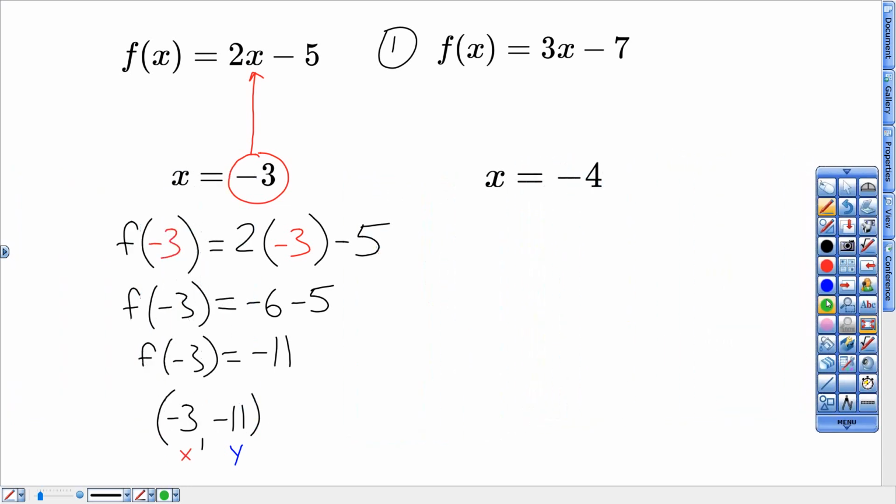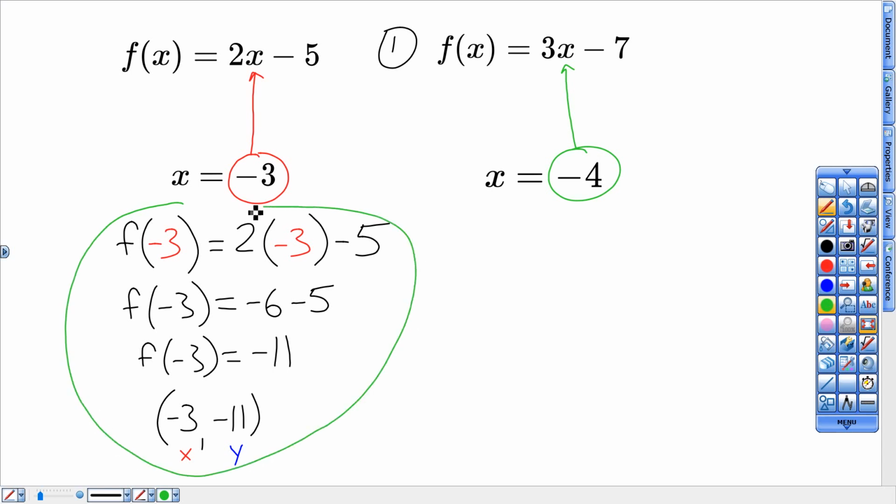I'm going to have you do the same for this problem. Plug in -4 for x, showing this weird function notation again, showing what number you're plugging in for x, what you're getting for y, right as a coordinate. All right, next problem, number 2.